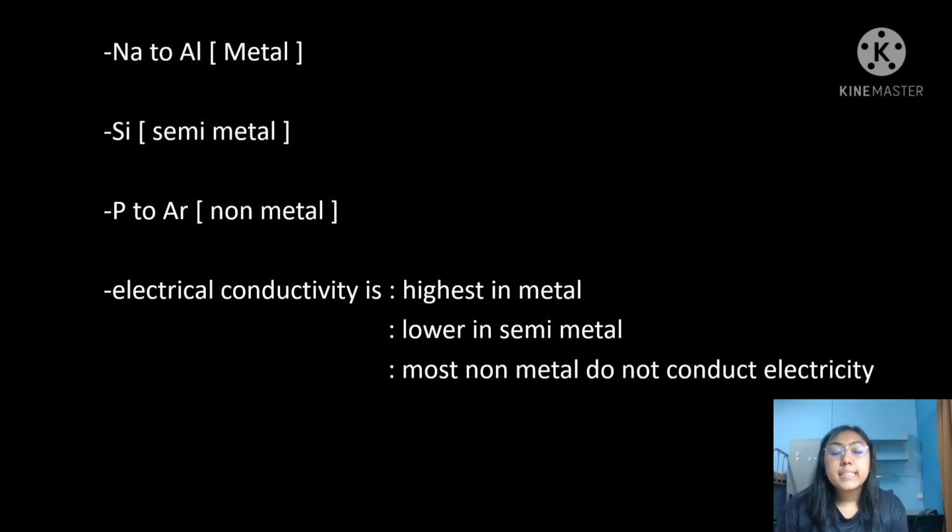As we all know, the elements in period 3, which are natrium to aluminium, are metals. Silicon is considered a semi-metal, and phosphorus to argon are non-metals. The electrical conductivity is highest in metals, lower in semi-metals, and most non-metals do not conduct electricity.